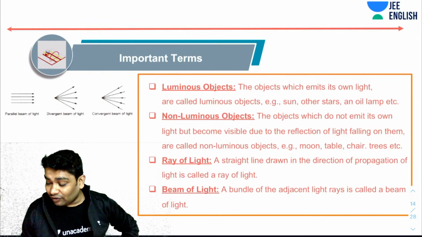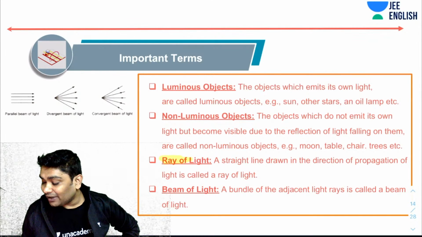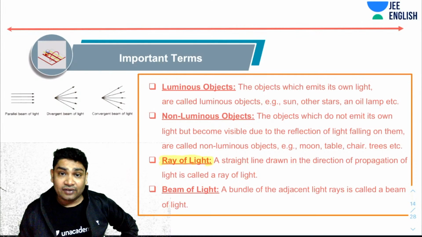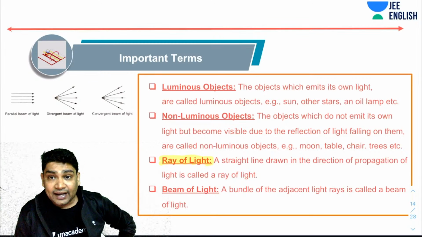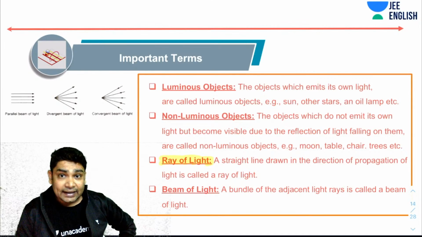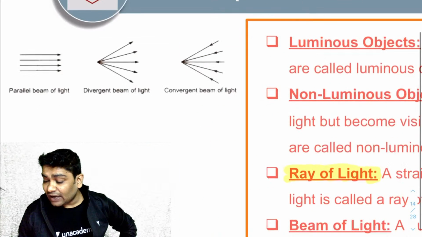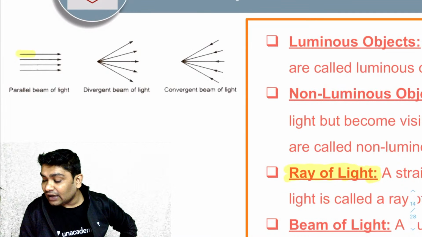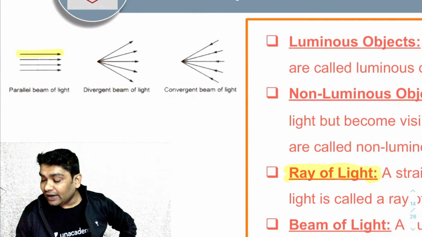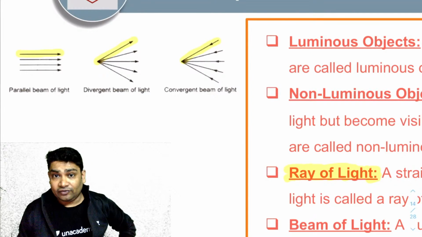Then you have a ray of light. So what is a ray of light? When I'm studying ray optics, I'm studying light in terms of rays. I'm trying to visualize light in terms of rays. So a ray is nothing but a straight line which is drawn in the direction of propagation of light. So if light is traveling in this direction, then that's a single ray. If light is moving like this, then that's a ray. So any ray is a straight line depicting the path of light.